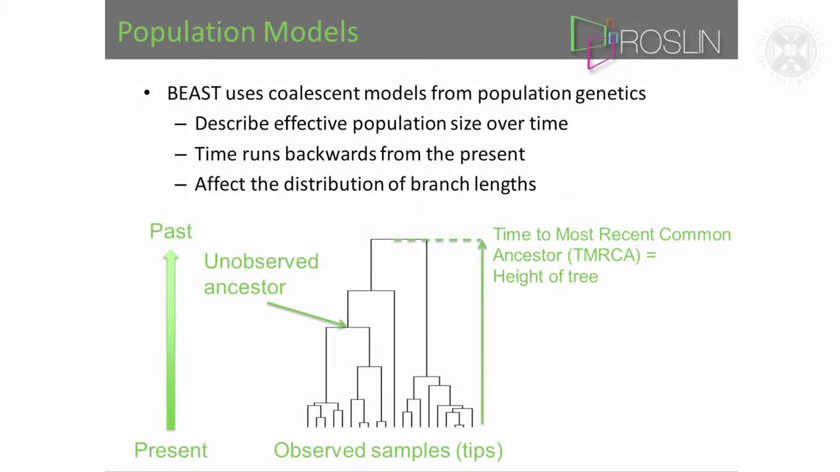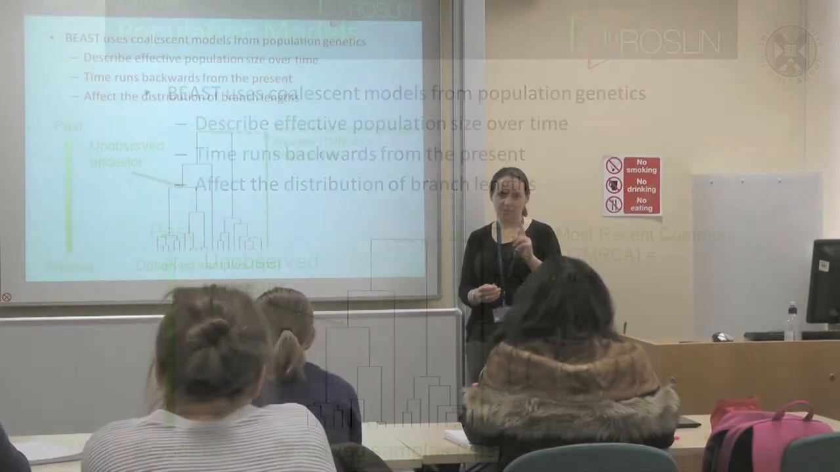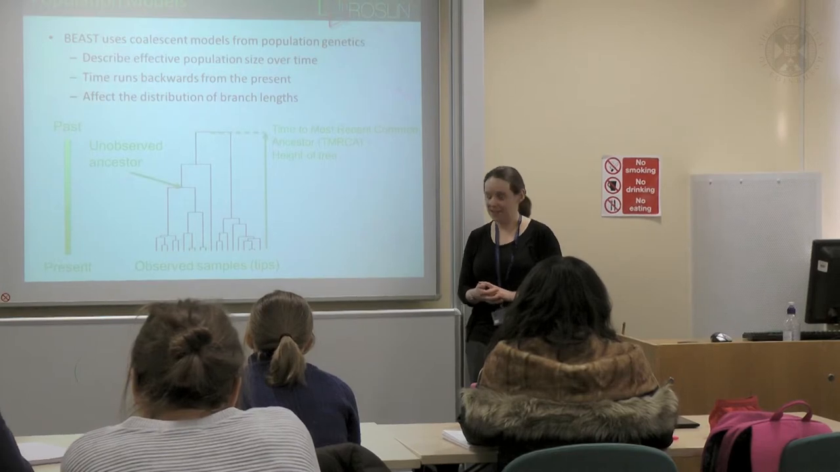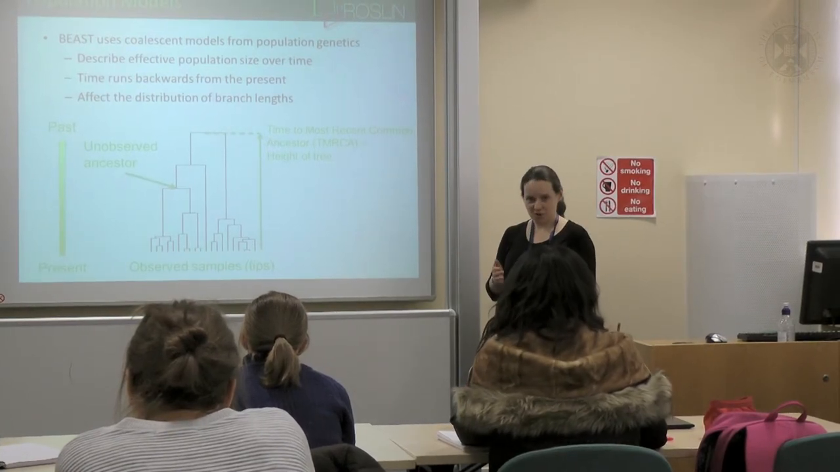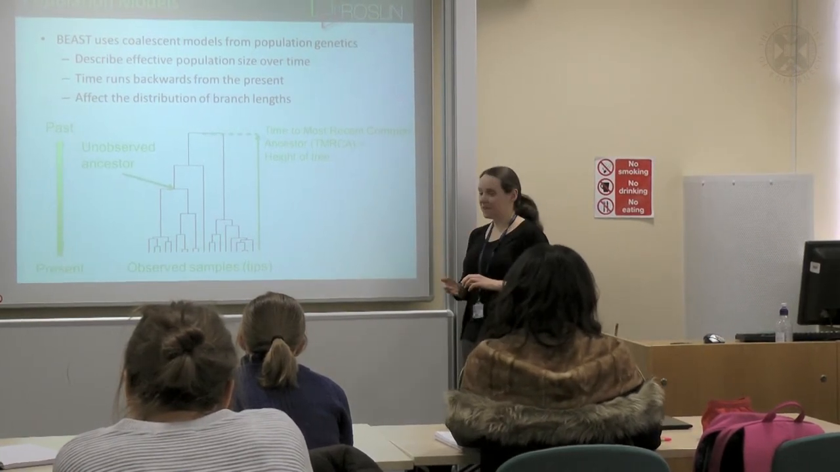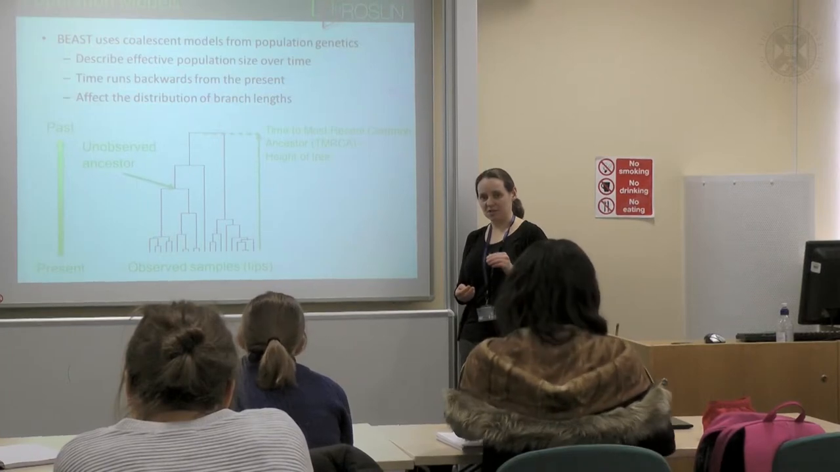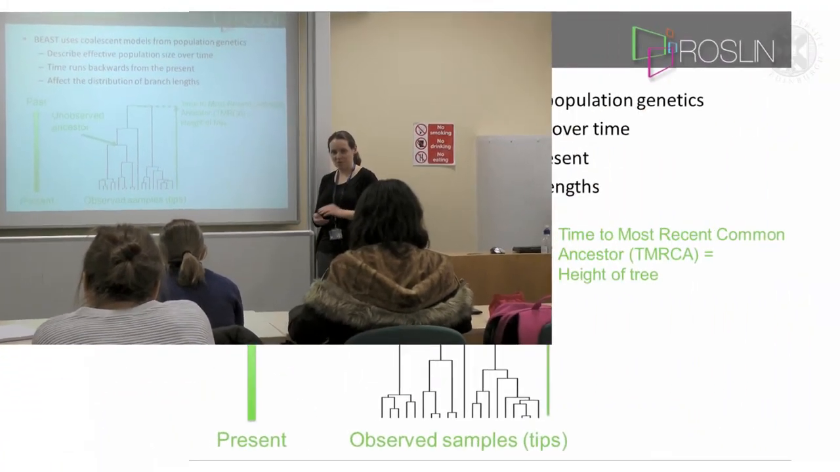So the population models, these are the coalescent models from population genetics. What they do is they describe a quantity called the effective population size and how that changes over time. Now, this is from population genetics, so things work a bit differently there. Firstly, in population genetics models, time runs backwards from the present.